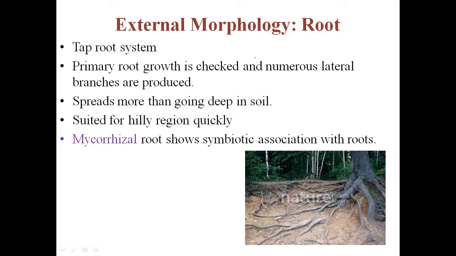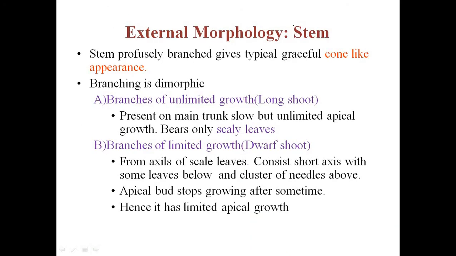Root is a taproot system and it spreads deep into the soil instead of showing upward growth, and they are suited for the hilly region. Roots are associated with mycorrhizal fungi. Stem is dimorphic in nature and it gives the cone-like appearance.